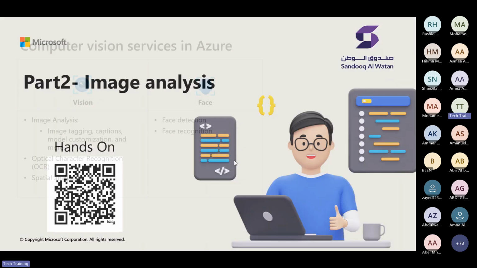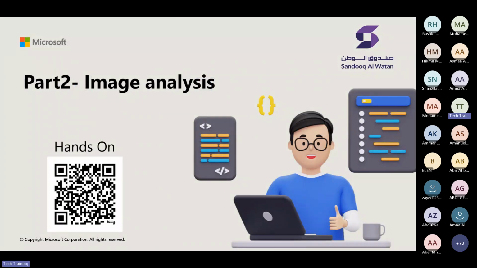Now, let's head to the first exercise, where we are going to start analyzing images. What I want from you now is to scan the code or use the link. I will drop it to you on the chat. Just give me 1 second. I'm sharing the link. Okay, that's good.